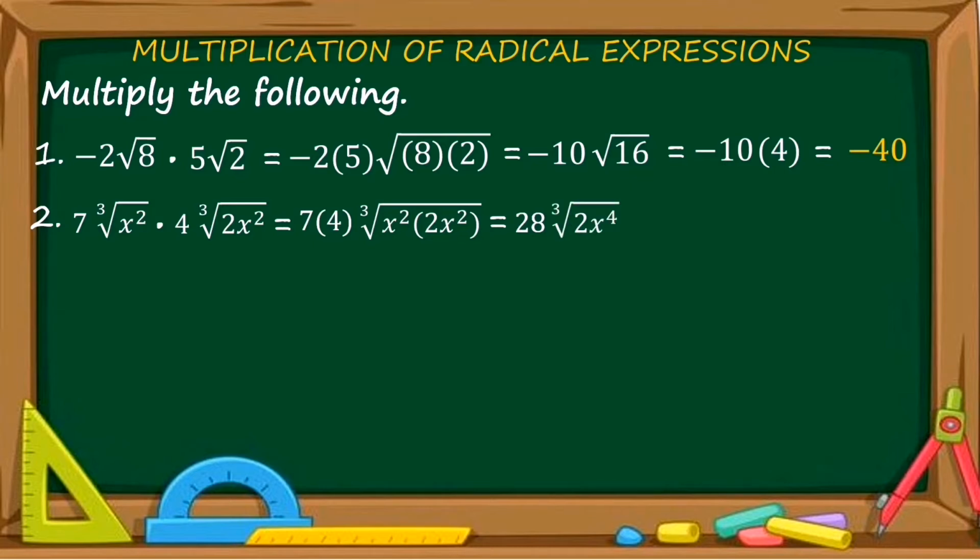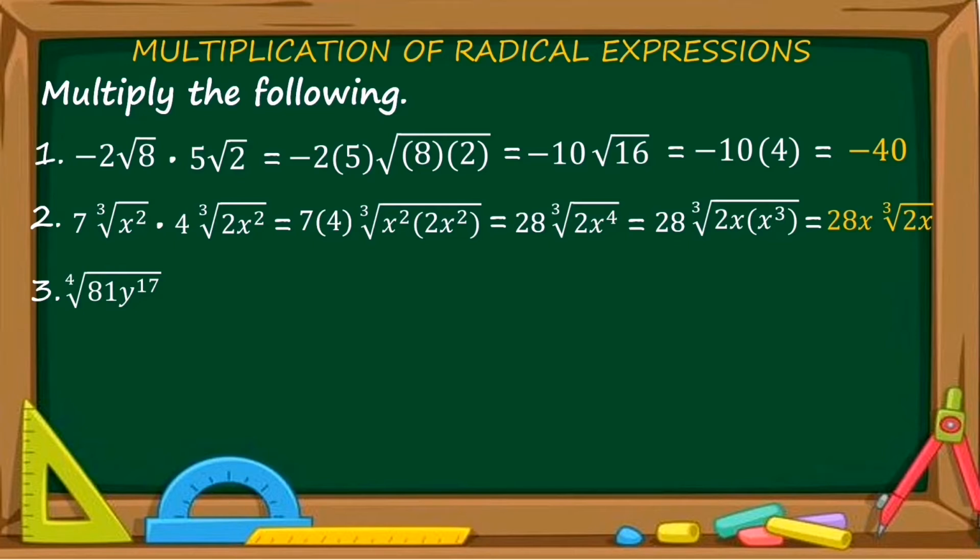raised to 4. Here, we need to simplify x raised to 4 since the exponent is greater than the index. So this can be written as 28 cube root of 2x times x cubed. X times x cubed is the factored form of x raised to 4. This time, we can now simplify the cube root of x cubed, and it will give us x, and it is written now outside the radical. So it is equal to 28x cube root of 2x. Our answer is 28x cube root of 2x.